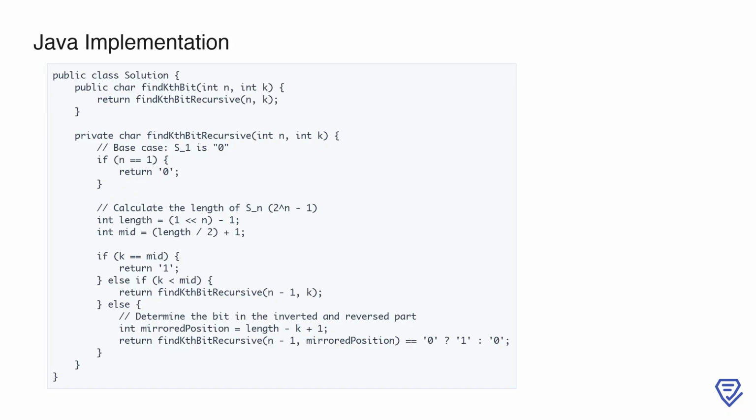The logic mirrors the provided Python implementation, using recursion to determine the kth bit in the nth sequence. Key differences include the use of Java-specific syntax such as primitive types and method declarations. The solution calculates the midpoint of the binary string and determines whether the kth bit lies in the first half, the midpoint, or the reversed and inverted second half. This approach efficiently handles the problem without constructing the full binary string.